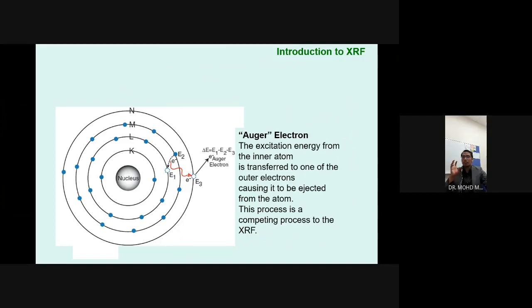Now we are talking about the Auger electron. I think we have covered this part in the previous lecture when I talked about X-ray photoelectron spectroscopy. So again, this is some revision. The excitation energy from the inner atom is transferred to one of the outer electrons, causing it to be ejected from the atom. This process is a competing process to XRF. So this is an Auger electron.